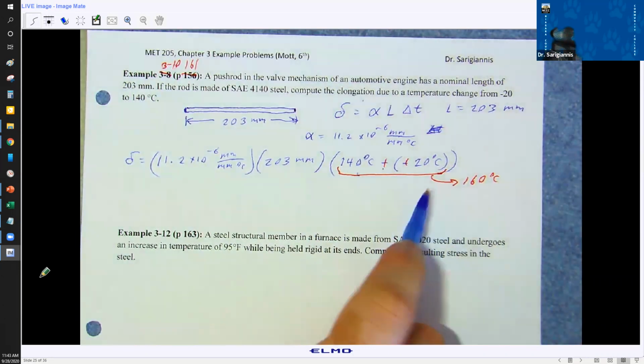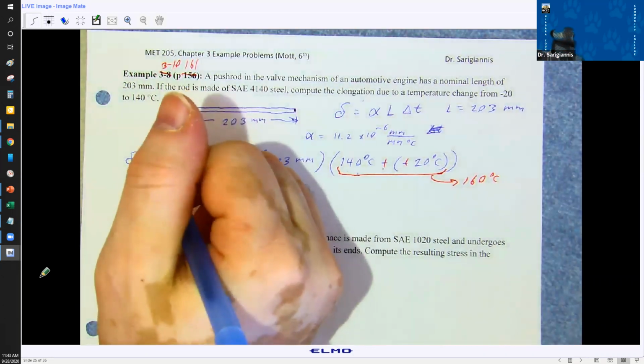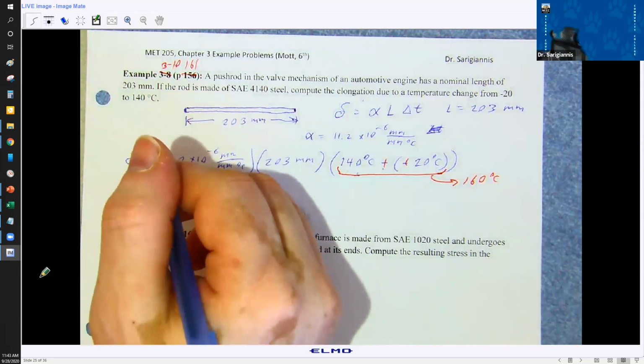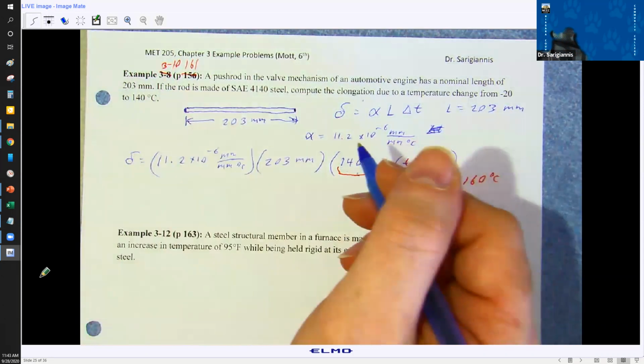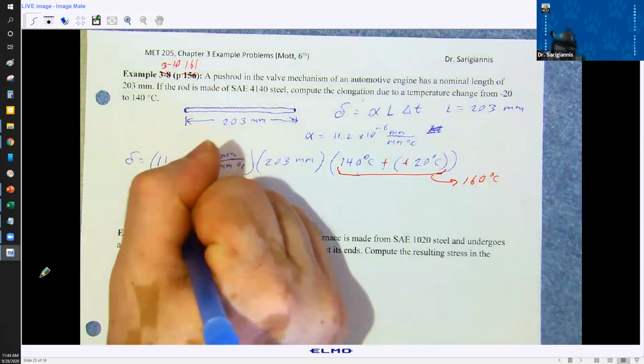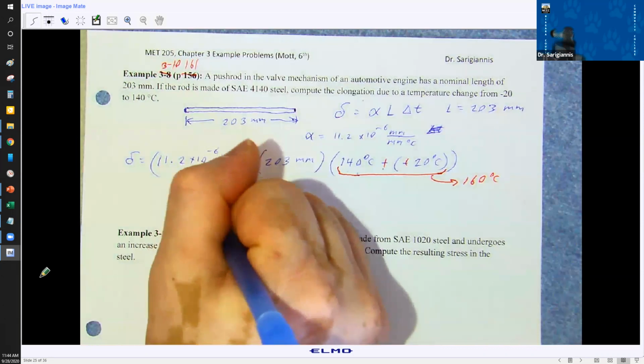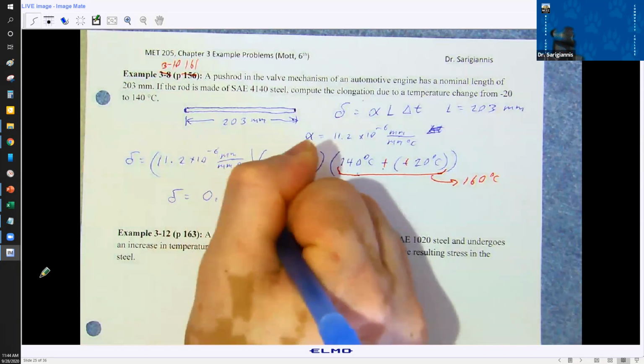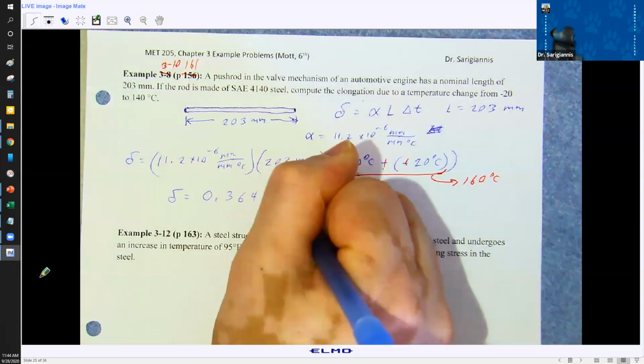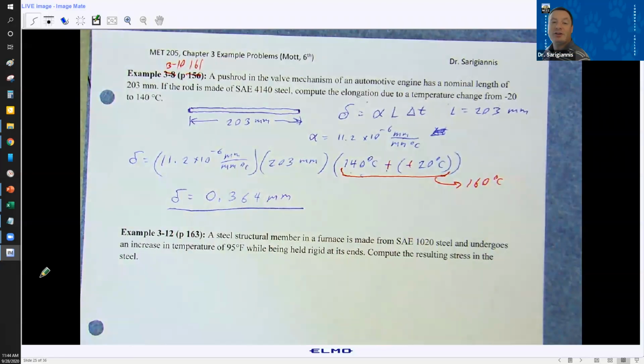I think this is probably the most common mistake I see on these temperature problems, using the wrong delta T. So what do we got here? You plug in all these numbers, and you wind up with 0.364 millimeters. So that's how much this rod is expanding. Not very much. 0.3 millimeters over 20 centimeters. That's pretty small.